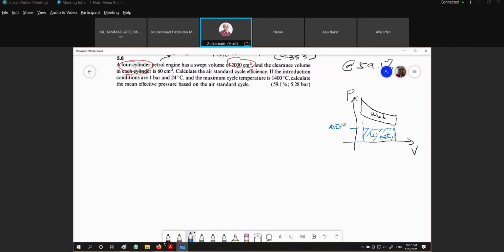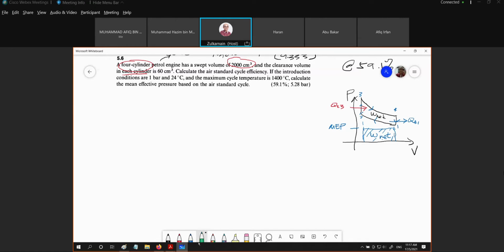So we know that this is the induction, condition 1. This is the compression, 2. This is the heat ignition, 2 to 3, and 3 to 4 is the expansion process, and 4 to 1 is the heat rejection process. So this is our heat supply Q23. This is our heat rejection, which is Q41.